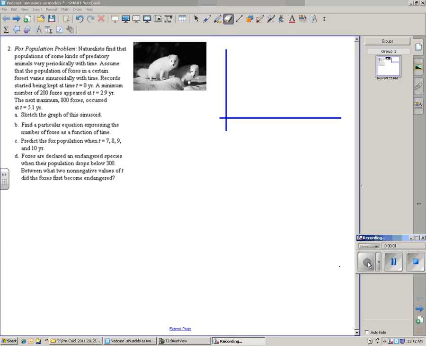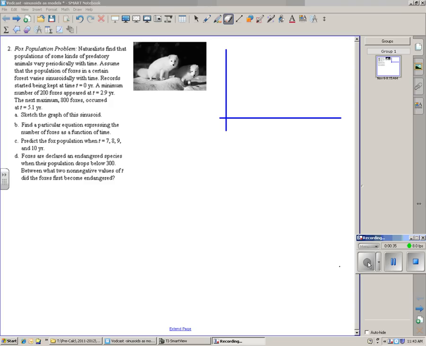In this podcast, I'm going to talk about how to use sinusoids to model real-world problems. This one happens to be these cute little foxes here. And it says that naturalists find that these predatory animals vary periodically with time. And we're going to assume that this population of foxes varies sinusoidally with time. So that means we could use a sine or cosine equation to model this population variation.